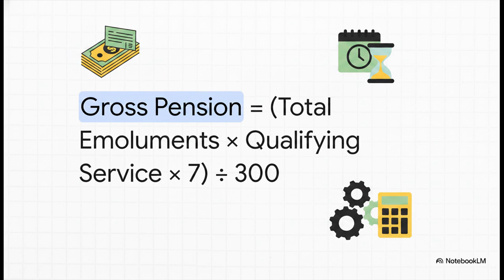And this brilliantly illustrates exactly how the government does that math. This is the master formula. You take your total emoluments, multiply that by your qualifying service in years, multiply that by 7, and then divide the whole shebang by 300. I know, it looks a bit like a high school algebra test, but it's actually incredibly straightforward once you have your total pay and years of service figured out.